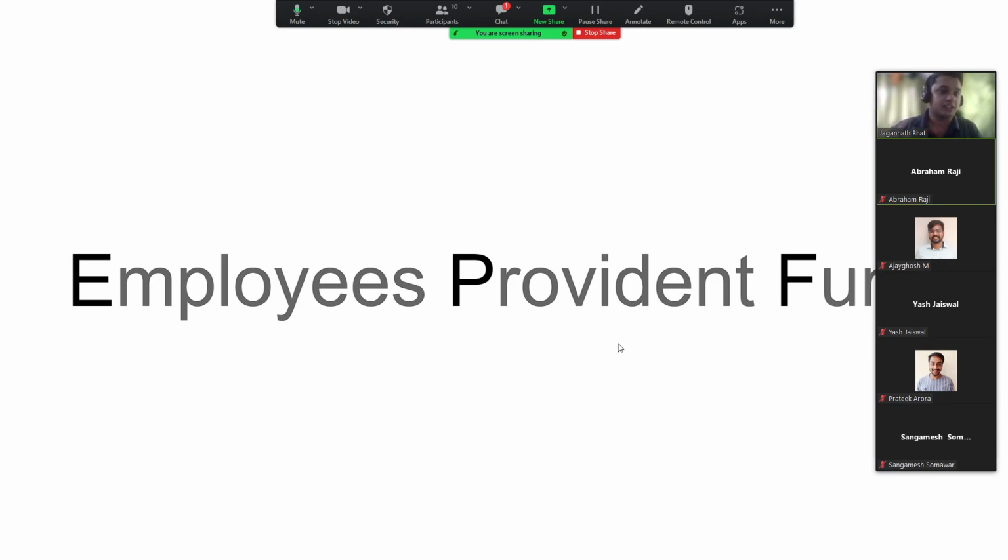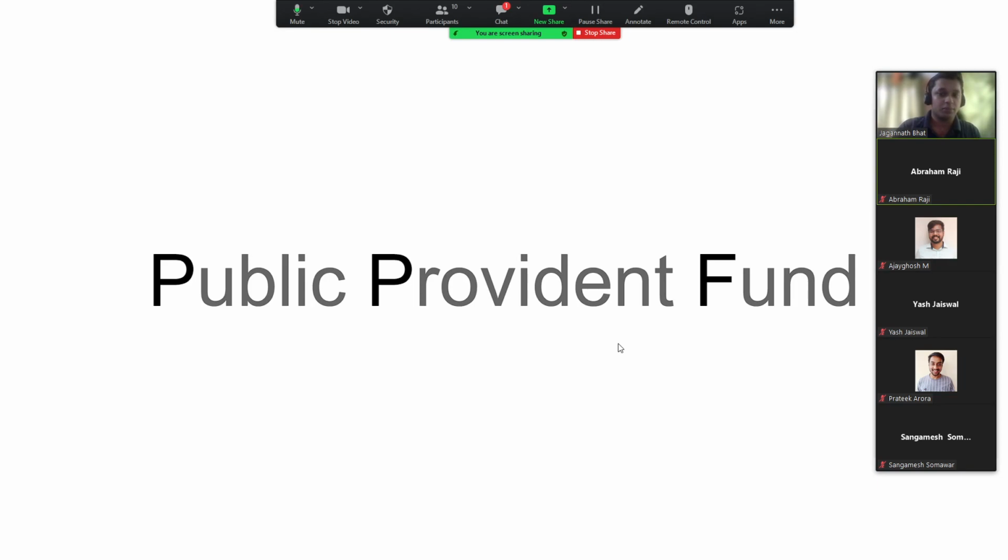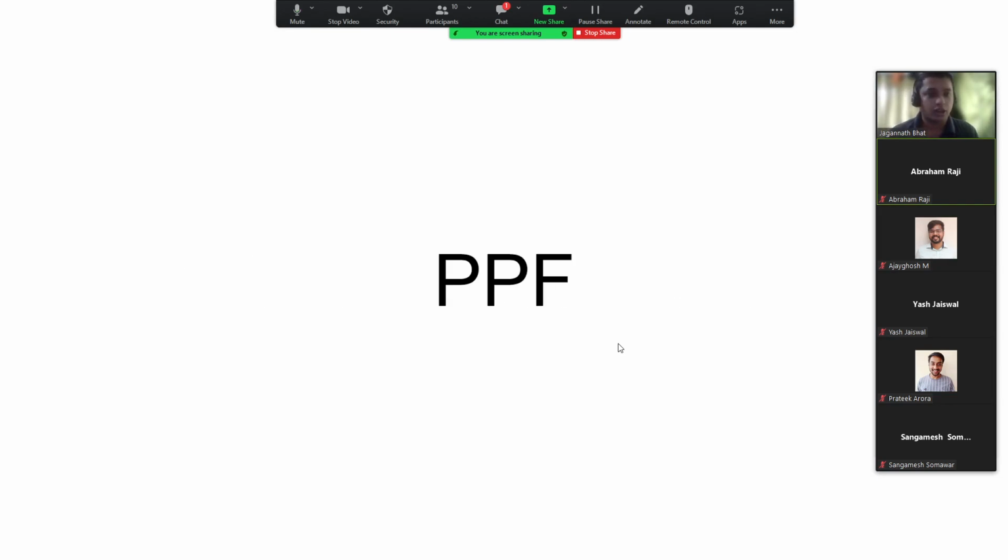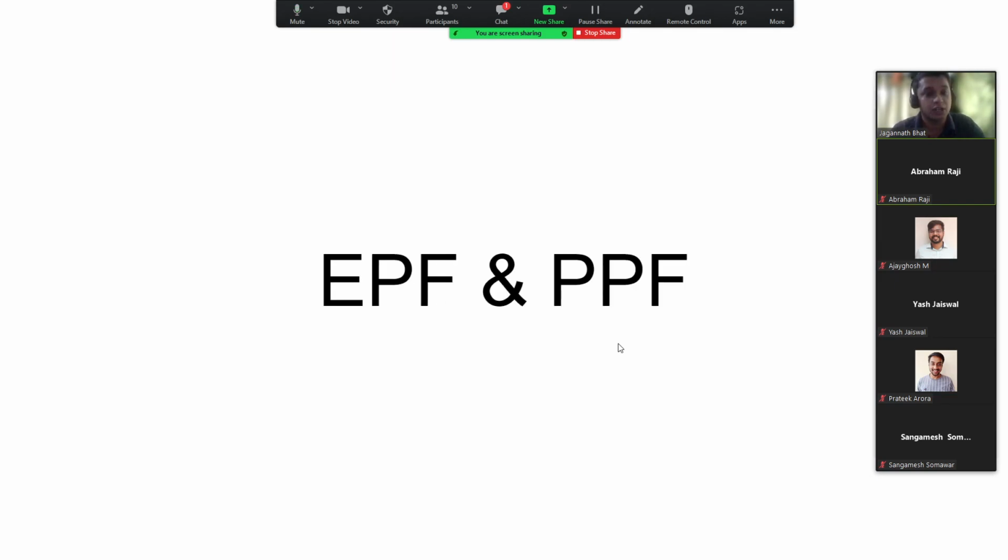In that case, there is another thing called the Public Provident Fund. It is basically EPF, but in case of the EPF, the investment is done by your employer. In PPF, you can do the investment yourself. So this is an option for self-employed people. In short, it's known as PPF. People can also invest both in EPF and PPF, but ideally just invest in one of them.